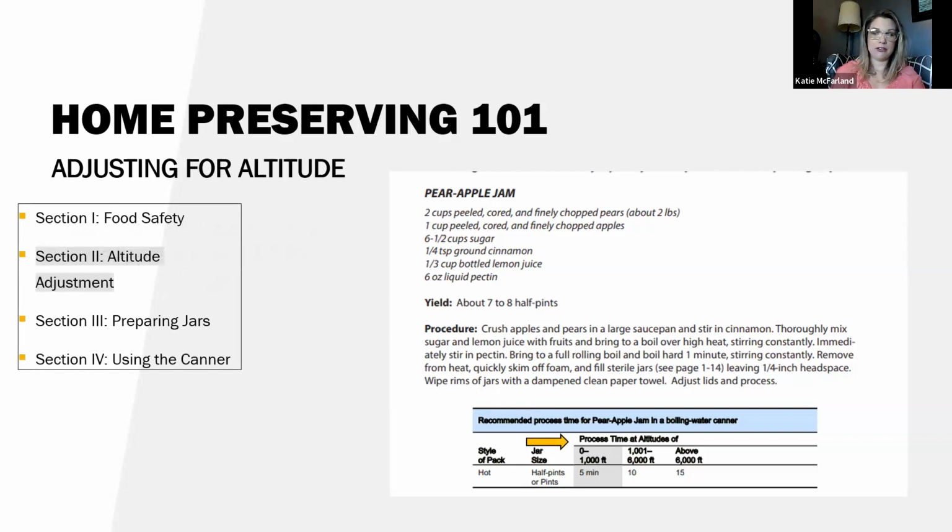We're learning about altitude adjustment. And if you see the yellow arrow where it says processing time at altitude on the recipe, it shows the learner exactly where to look to get that information. So they're now aware of what they're learning. As we get ready to go to the next slide, it says preparing jars, and they think, okay, I should be paying attention to what procedures are going to be effective to prepare my jars. So by signaling, you get the learner ready for the information that's coming ahead.